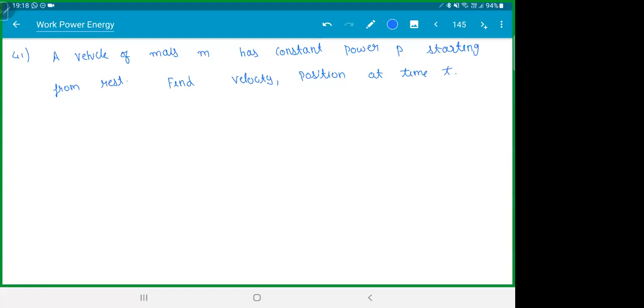Let's get this. Variations of this will be, initially you can give some velocity, or you can even say power is equal to some function of time. You can create all the variations. So we have a vehicle with constant power, and we need the velocity and the position of the vehicle after time t. Try. Just give it a try. We'll be back in a minute.